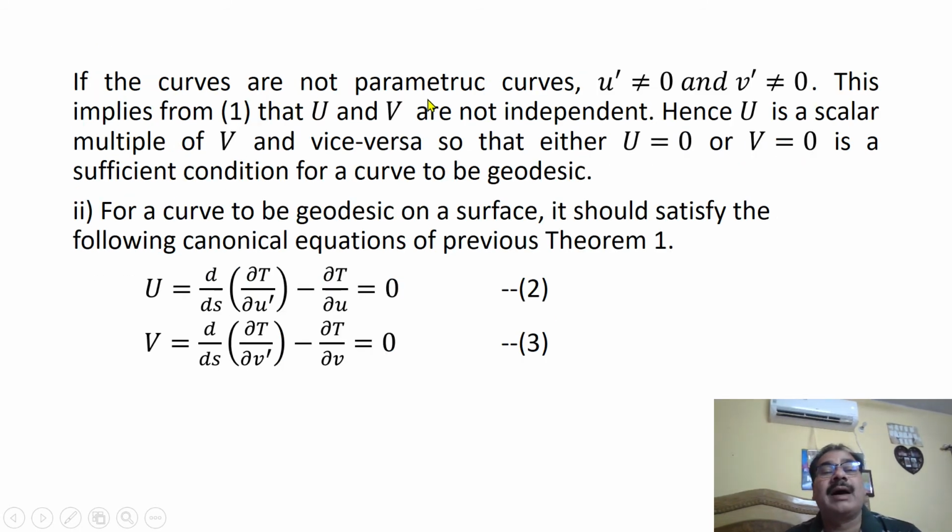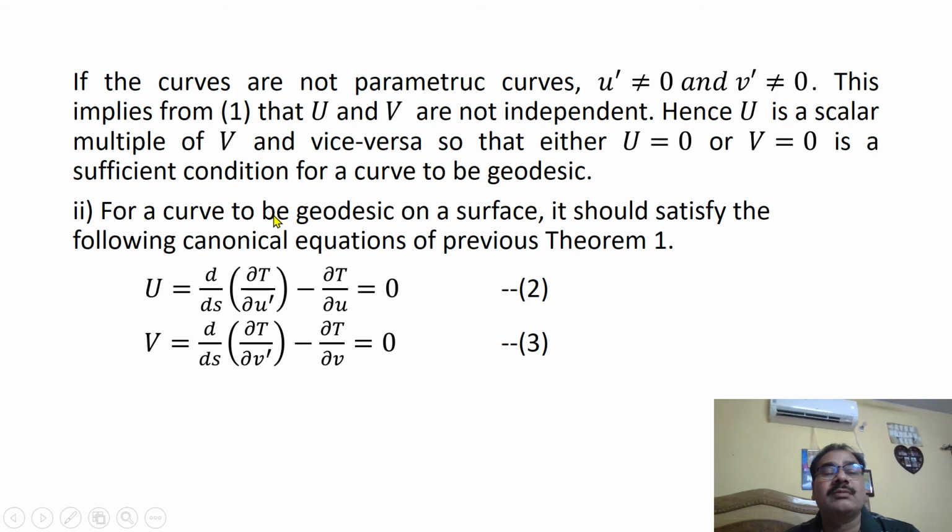If the curves are not parametric curves, then it means u dash is not 0 and v dash is also not 0. This implies from 1 that U and V are not independent. Hence, U is a scalar multiple of V and vice versa. So, either capital U is 0 or capital V is equal to 0 is a sufficient condition for a curve to be a geodesic. So this is the first part of the theorem.